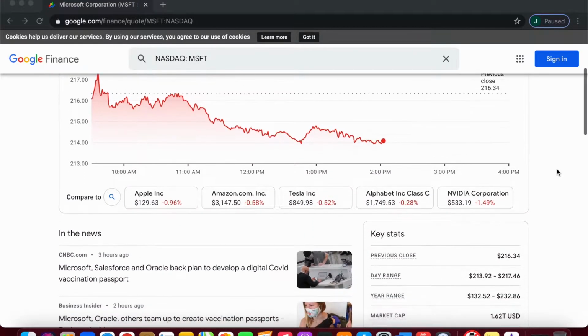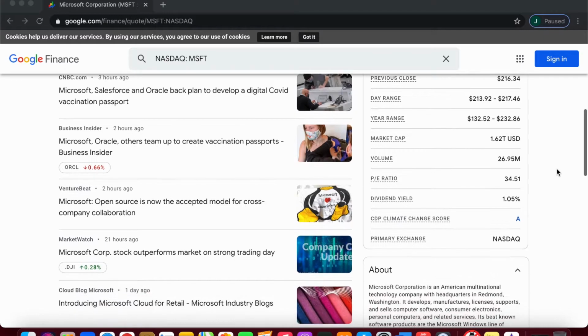Let's look at a few other examples of market capitalization. Here we have Microsoft. We scroll down, we have a market cap of 1.62 trillion. That's really high. That means the company is going to be really stable. That's the benefit of having a high market cap. It's less prone to volatility within the market.